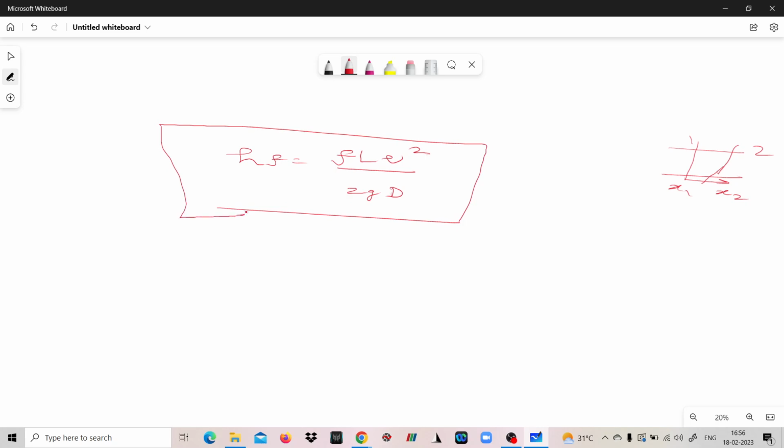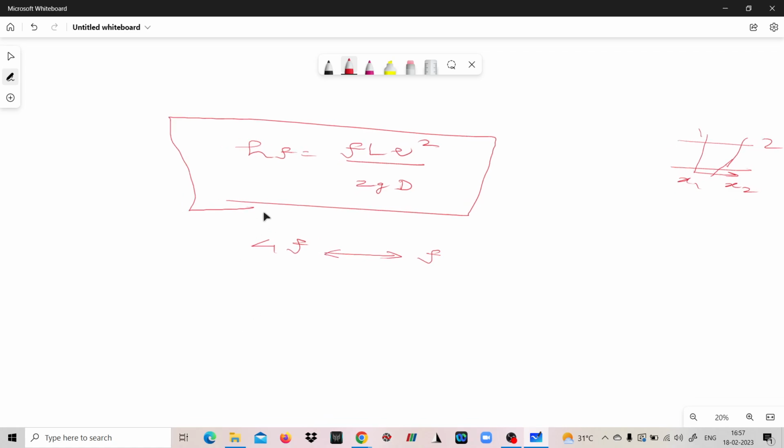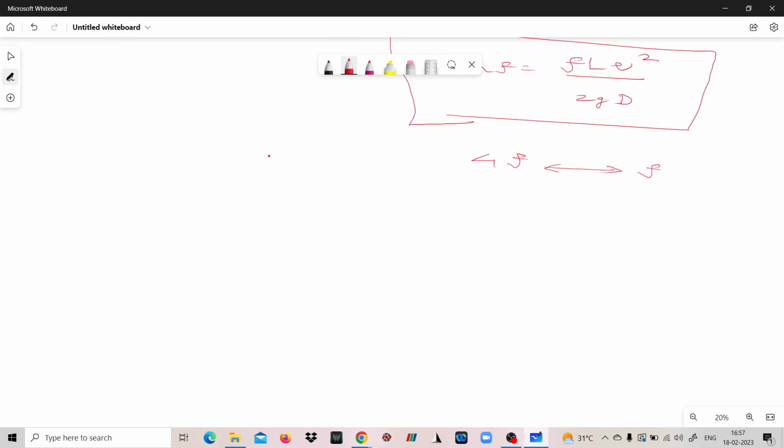Okay. One common question is that in some books it is written as 4f, in some books it is only f. Okay, it is a very common confusion. So in order to clear this confusion only, I have taken up this particular concept. See, there are two things. There are two friction factors. One is Fanning's friction factor and the other is Darcy friction factor. Fanning's friction factor, say I am writing Cf, and Darcy's friction factor is, say I am writing f.